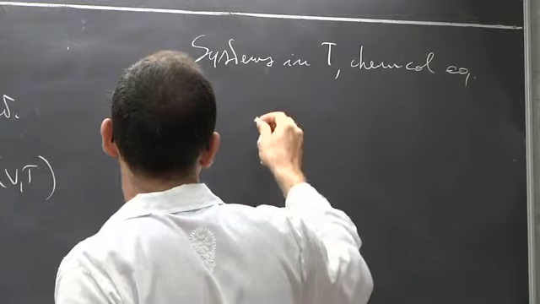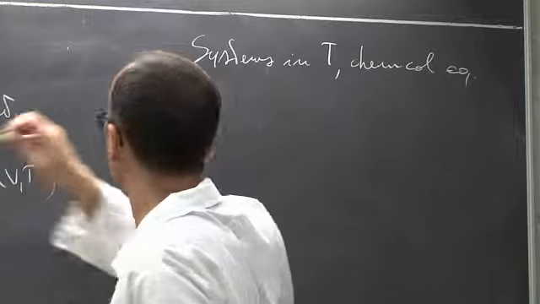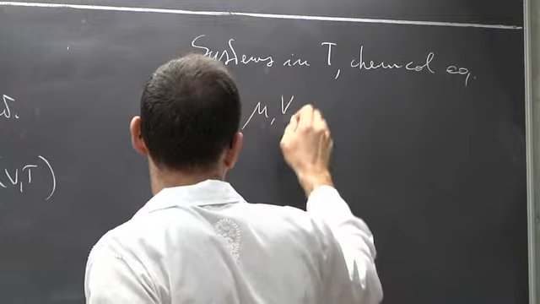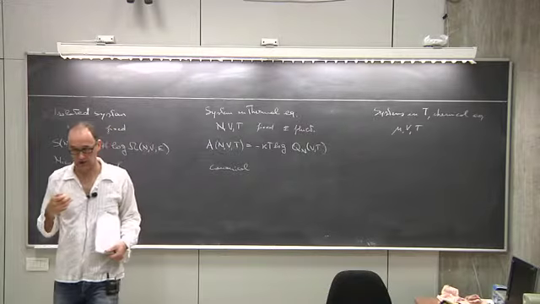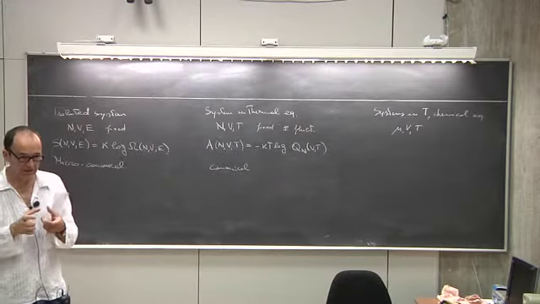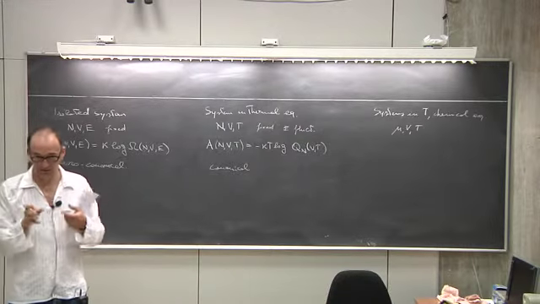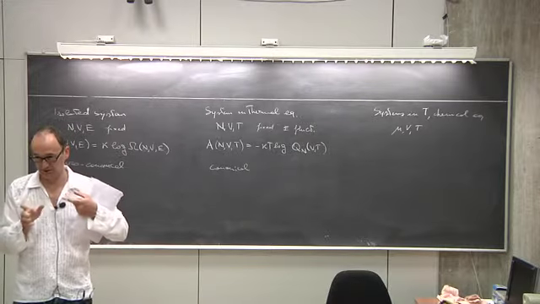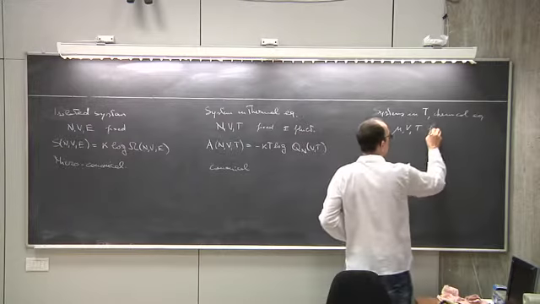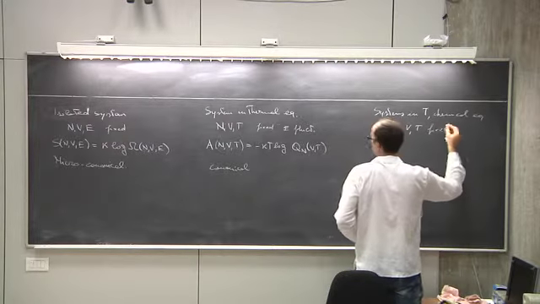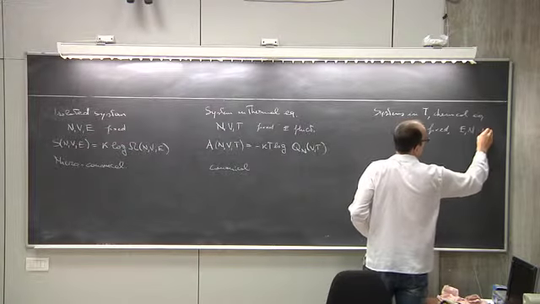the variables which will be fixed are not N, V, and T, but the chemical potential, the volume, and the temperature, because we know that if two systems can exchange particles and are in equilibrium, then the chemical potential of the two systems will be the same. This we know from thermodynamics. So these variables will be fixed, and the energy and the number of particles will fluctuate.